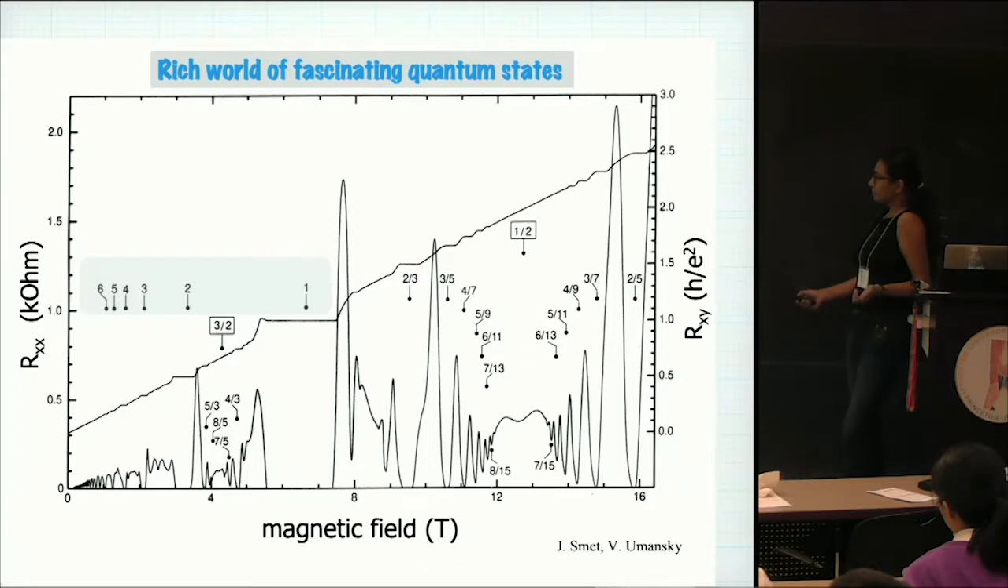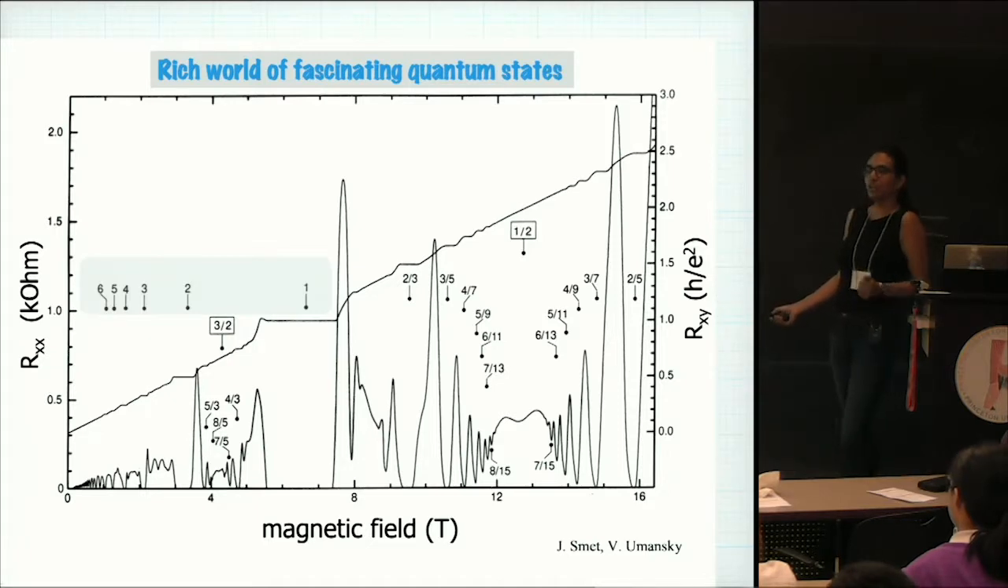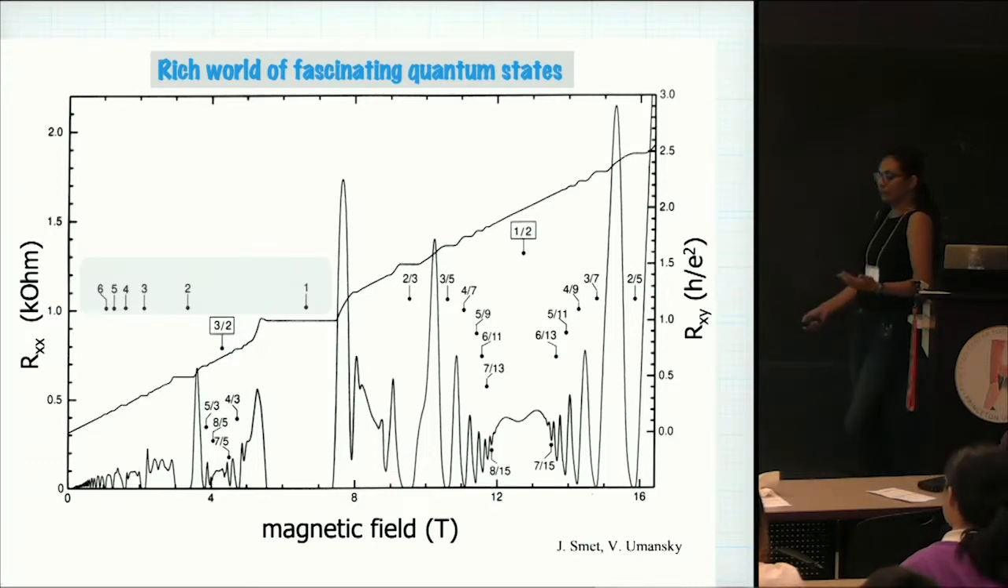And the main thing here I want you to really focus on is that there is some dip in the Rxx here at nu equals half, where there was no plateau. So the picture that basically satisfies this is known as composite fermion, where one electron is attached to two flux quanta, and then you can have Landau levels of these composite fermions, which effectively explains most of these fractions.